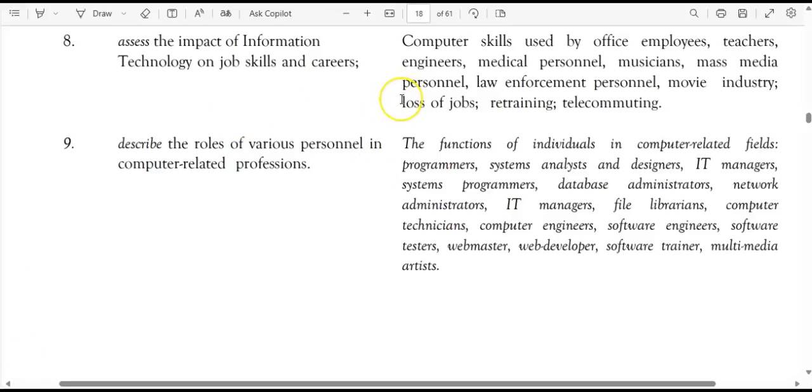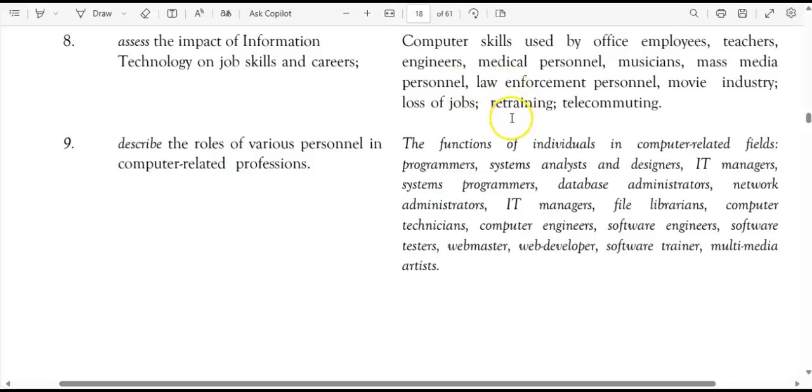Now, the syllabus also says that we are to look at loss of jobs due to automation and IT. With the rise of automation and artificial intelligence (AI), many routine and repetitive jobs are disappearing. For example, bank tellers, and we're seeing this happening today. They are being replaced by ATMs and online banking. Data entry clerks are reduced due to automated forms and AI. Factory workers are replaced by robots and automated machines.